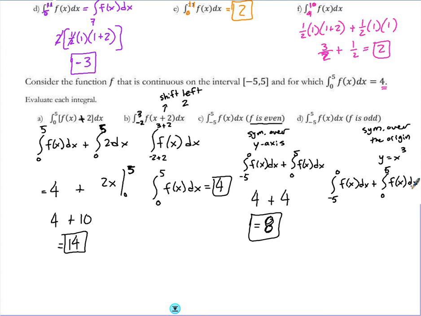But because of the symmetry over the origin, the area on the other side of this curve would have to have the same area but of a negative value. So when I add -4 and 4, I get an area of 0. And that works in all cases when the function is odd and I'm looking at an integral that's equidistant from the origin. Okay?